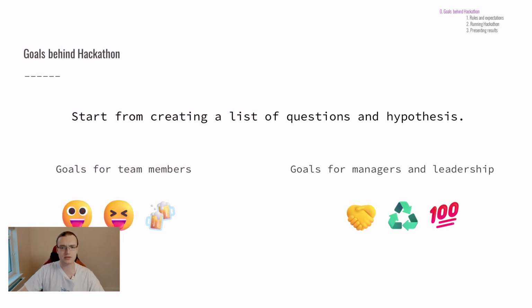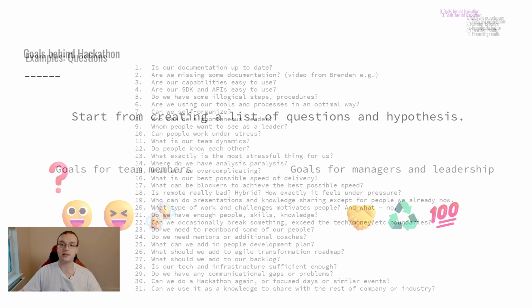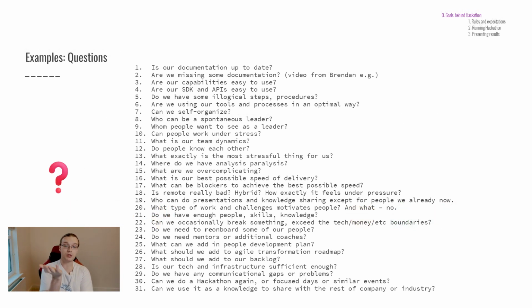Goals behind a hackathon, it's very important to have them in advance because they are different. They're different for the team members. They're different for the managers and leadership. And saying that I was organizing the hackathon, I actually was organizing it for some particular reasons. So these slides are about the questions that I had in my head.